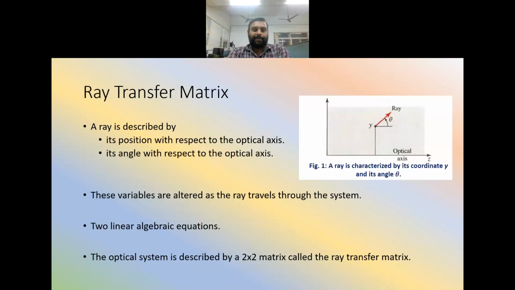Then in ray optics, a ray is always characterized by its position and its angle with respect to the optical axis. These two variables are altered when the ray travels through an optical system. Here it is represented by two linear algebraic equations, and those equations lead us to a matrix called the ray transfer matrix. In the picture, the red arrow is the light ray. With respect to the parallel optical axis, it has an angle theta, and from the optical axis it is at a height of y. So this y and theta are the two variables which characterize the ray in ray optics.